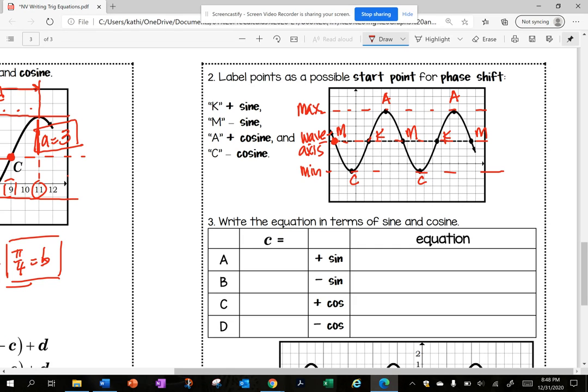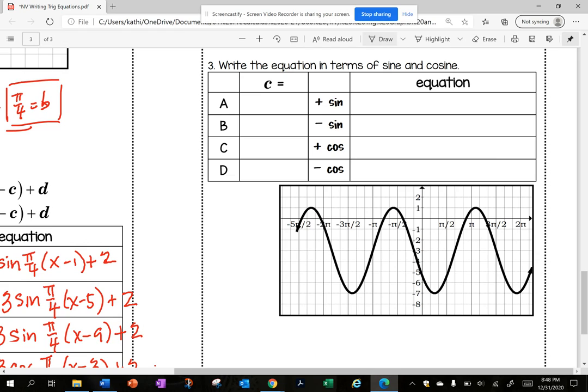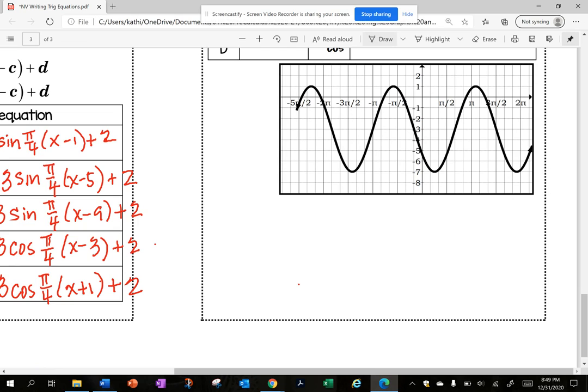Okay, so let's do this all together, and I want you to talk me through all of this. Okay, so we are going to write 4 different equations: a positive sine, a negative sine, a positive cosine, and a negative cosine. I'm going to name where my C value is. Okay, so I'm going to start by, I want to find the period first.